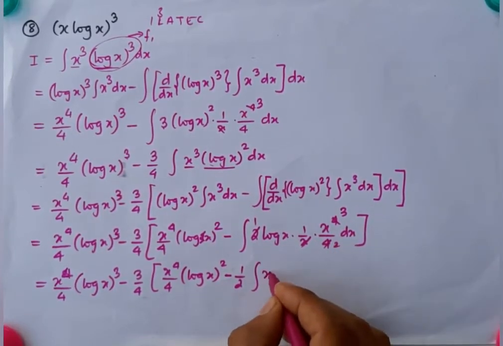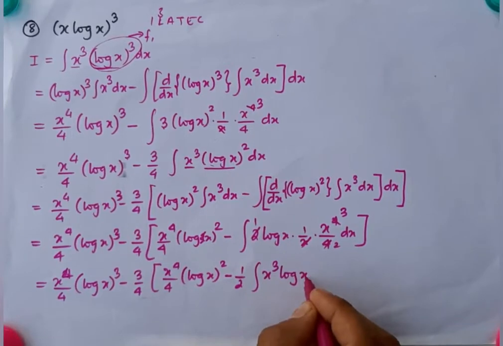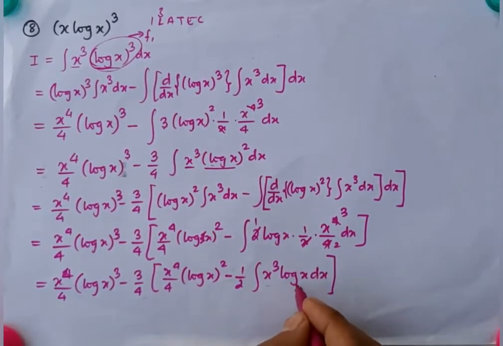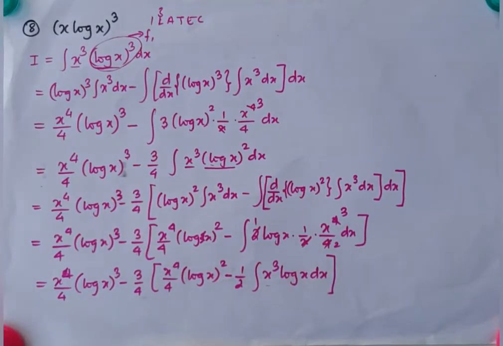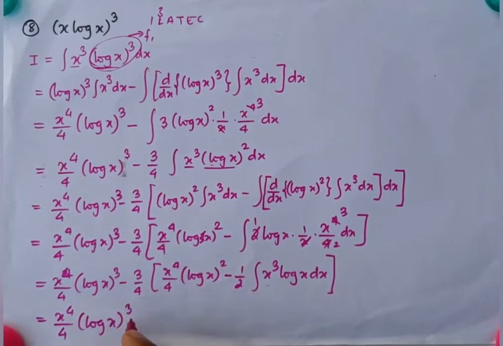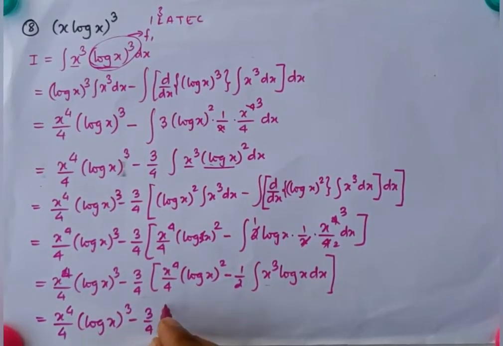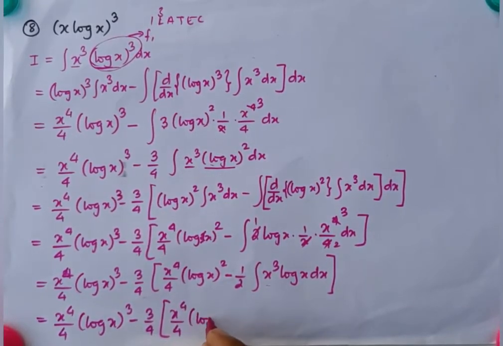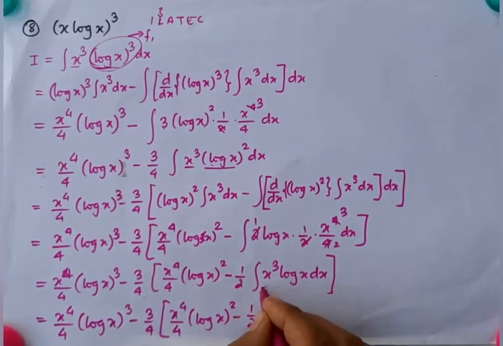We have x cube log x dx, isn't it? So again we need to put the same thing again here. Let's put, okay, so we have x to the power 4 by 4 log x cube minus 3 by 4. So we have x to the power 4 by 4 log x square minus half. Now here you have to apply integration by parts.